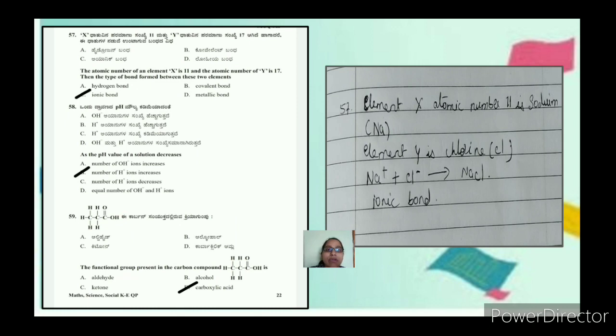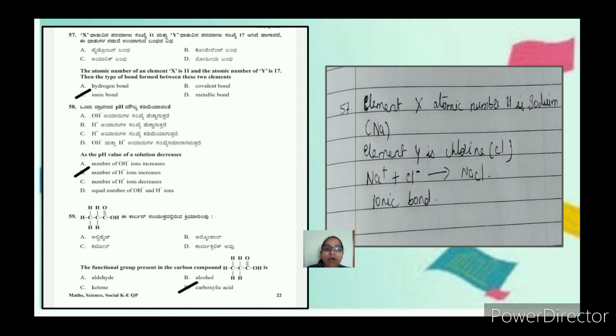Next, the atomic number of an element X is 11 and atomic number of Y is 17. So let's know what is X and what is Y. So X element with atomic number 11 is sodium and Y with atomic number 17 is the element chlorine.